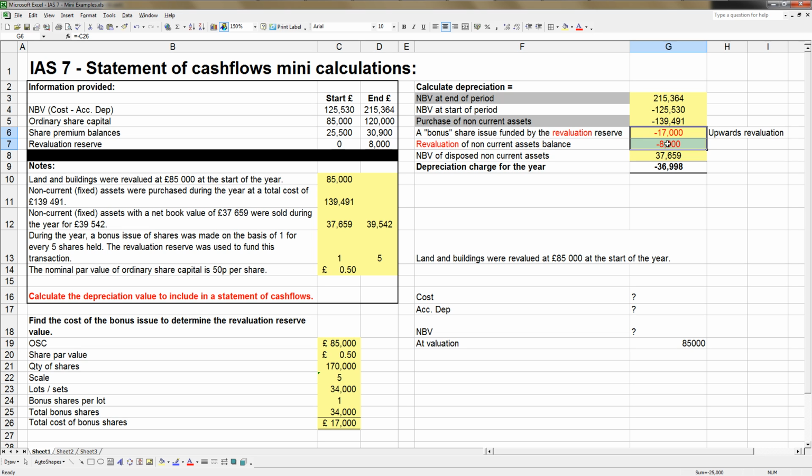You've got no idea about whether it's cost or ACDEP, but you do know with certainty that if it's 85,000 now, which it says in the question, and it's an upward revaluation of 25,000, that the NBV would have been 60,000. So it's not useful for the question, but it's a guide to thinking about what things are and work, to open your mind to the question.